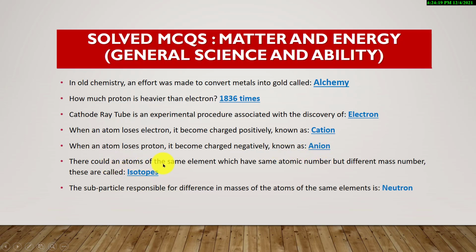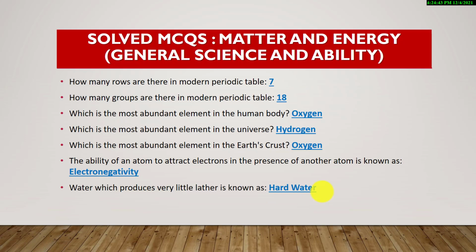There could be atoms of the same element which have same atomic number but different mass number. These are called isotopes. The subparticle responsible for difference in masses of the atoms of the same elements is neutron. How many rows are there in modern periodic table? 7. How many groups are there in modern periodic table?